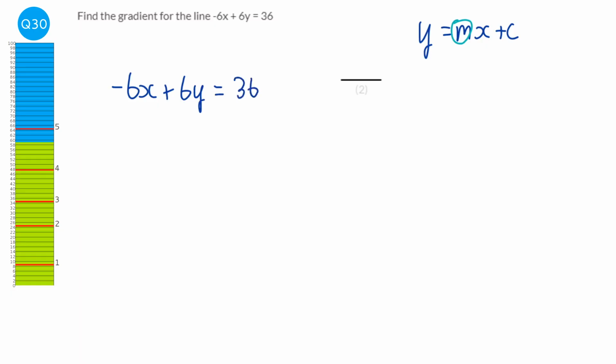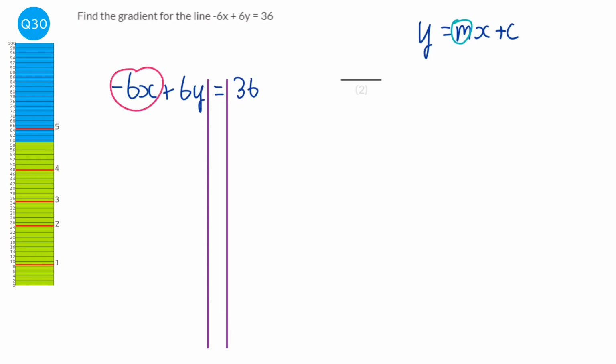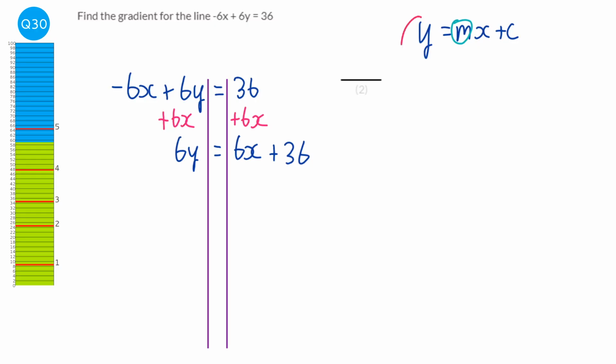And so I'll get my lines in. So the first thing I'm going to do is get rid of the x's from the left hand side, and we can do that by adding 6x to both sides. So we've got 6y equals, and I'm going to put the 6x first, just to match the y equals mx plus c. Right, the next thing I'm going to do is get rid of this 6, because we just want a y there. So we're going to divide by 6 on both sides.